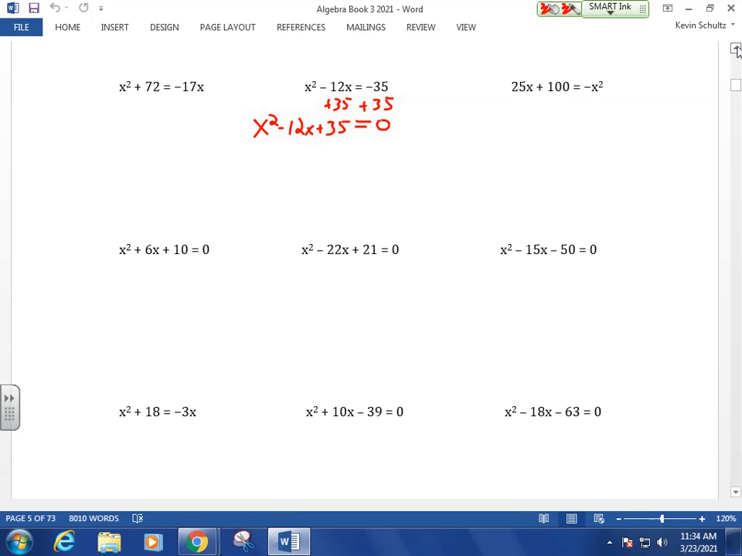Okay? So for the first one, you want to move that negative 17x over. Make sure you put it in the right spot, right? This is going to go in between your x squared and your constant term. And then the third one there is that x squared term. You want to move over to the other side. Make sure you put it in the right spot. It's going to go out in front of your other terms. Okay?